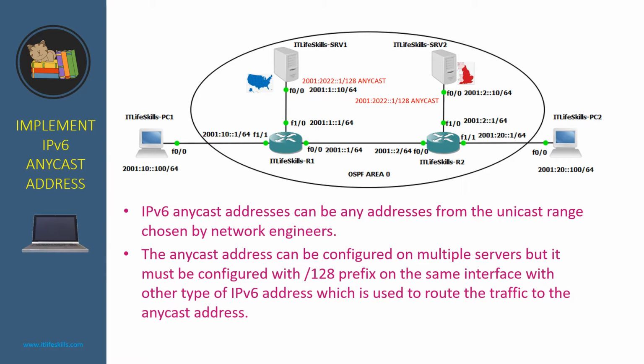The AnyCast address coexists with another unicast IPv6 address, which is 2001:1::10 on server 1 and 2001:2::10 on server 2. These IP addresses are linked to the same AnyCast address, so the routers can route the traffic to the nearest server.